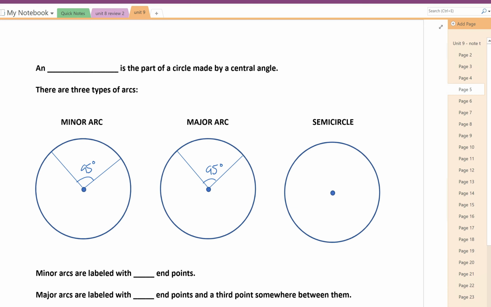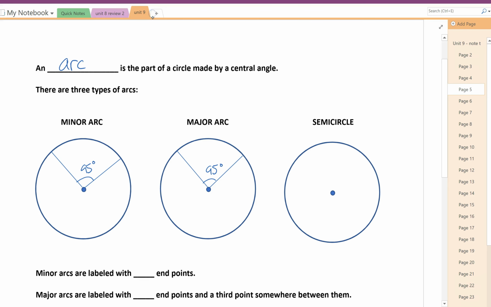So some more terminology about circles. An arc, A-R-C, is the part of a circle that's created or made by a central angle. So a central angle just means an angle where the vertex is at the center of the circle, basically. So take a second and pause the video if you need to, and draw these 2 central angles into the 2 circles on the left here, the minor arc and the major arc, and then I'll explain what those are.